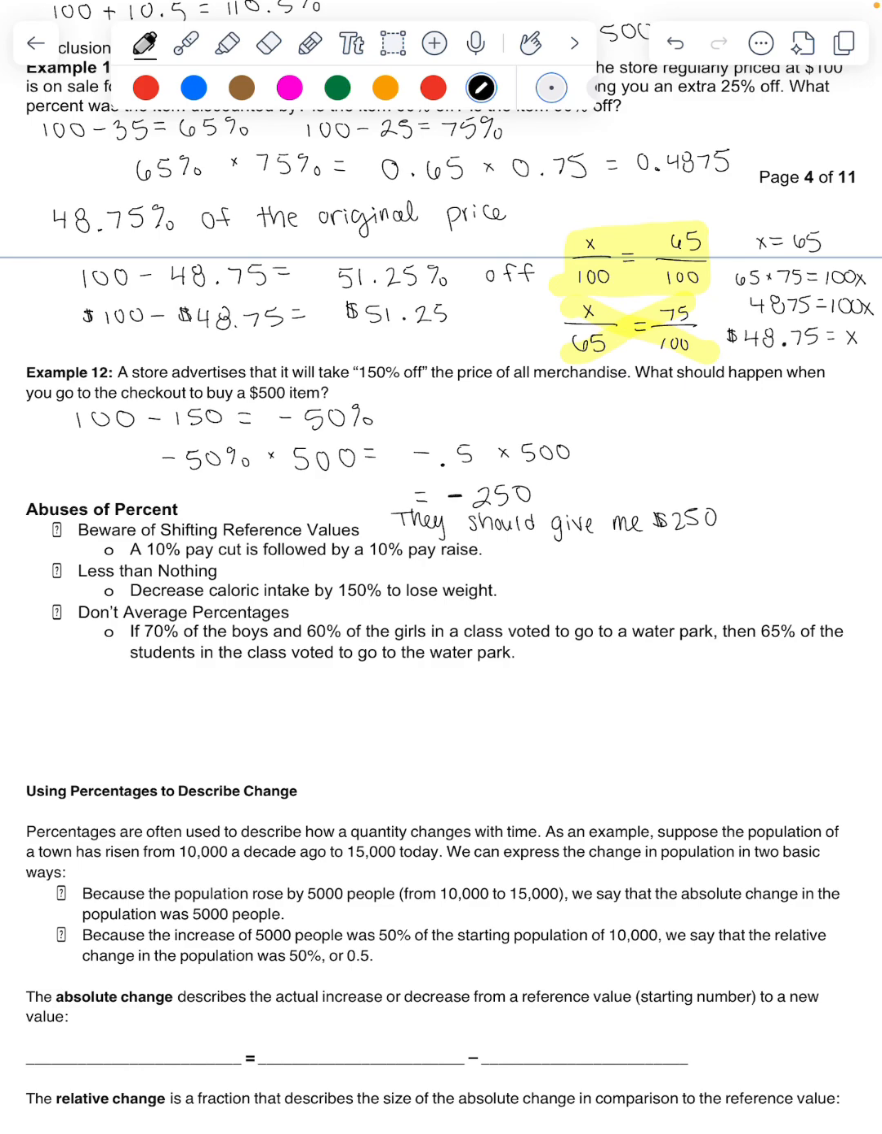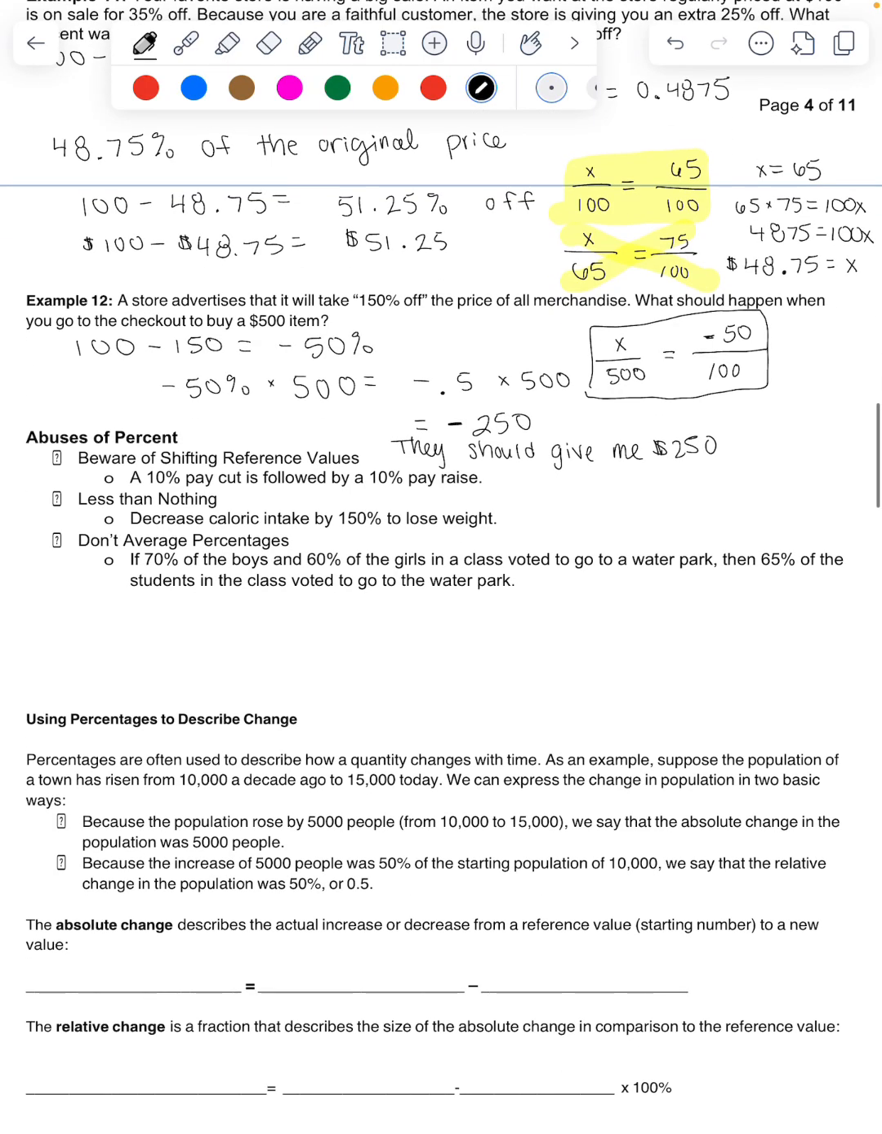If you wanted to set this one up as a proportion, we would have the 150% off. Again, we don't put 150 in the proportion then. We have to subtract it from 100. We have negative 50 over 100 equals 500 is the 100% price. We're looking for the negative 50 price. So X goes next to the negative 50.